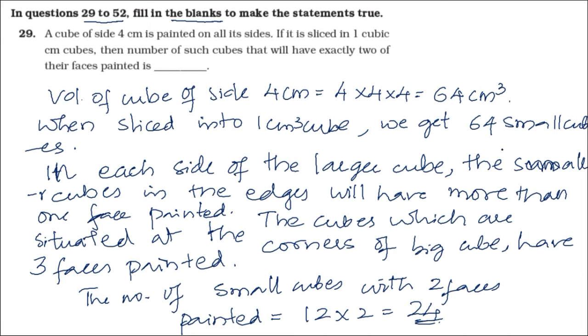If it is very difficult to understand, I request you to take a cube shaped box, paint it, and cut it into a number of parts. And just observe, there will be two smaller cubes which will have paint on two faces. Likewise, there are 12 edges, so 12 times 2, you will get it as 24.